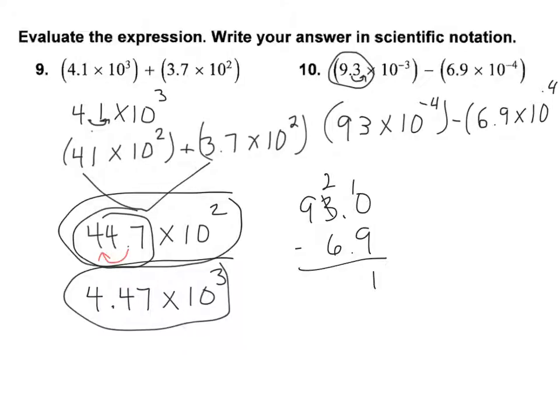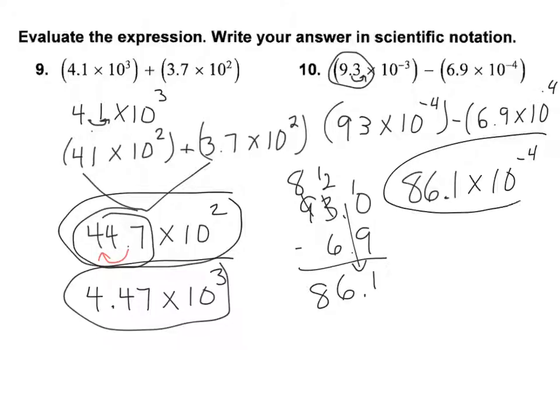That's going to give me 1. That would become 8. And 12. That would become 6. 86. And I drop that decimal point straight down. I get 86.1. And because we're adding or subtracting, this 10 to the -4th power stays the same. So I would get 86.1 times 10 to the -4th.